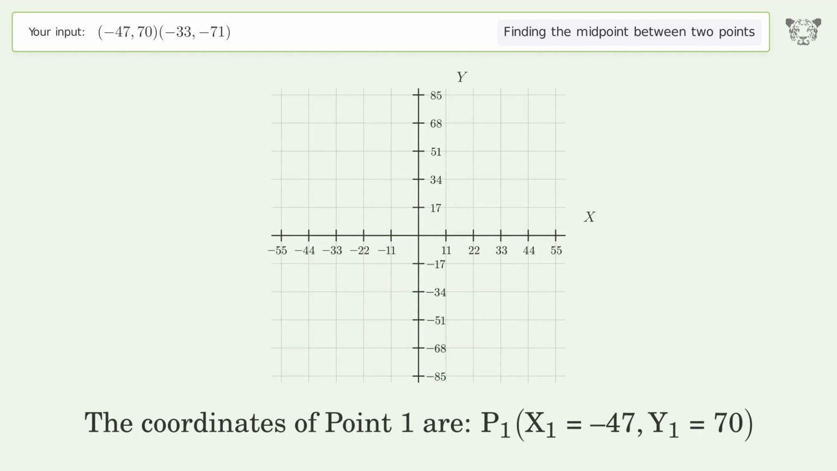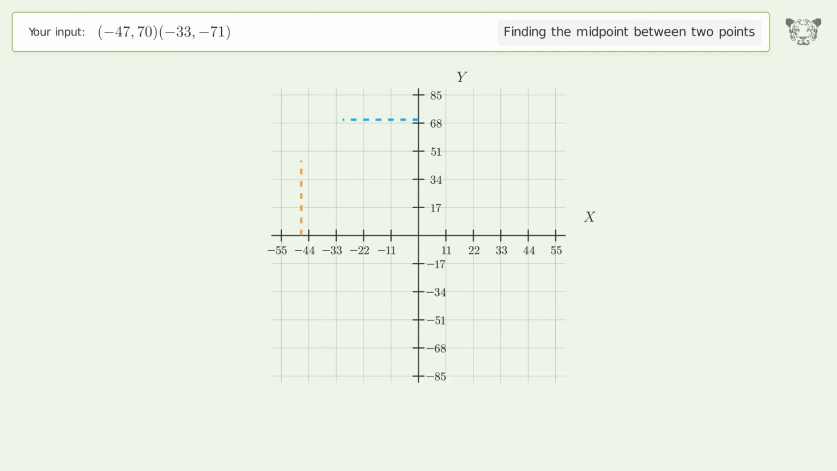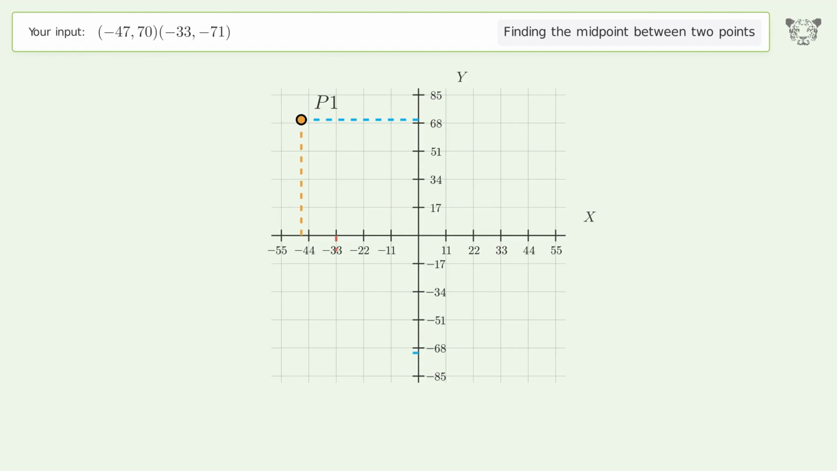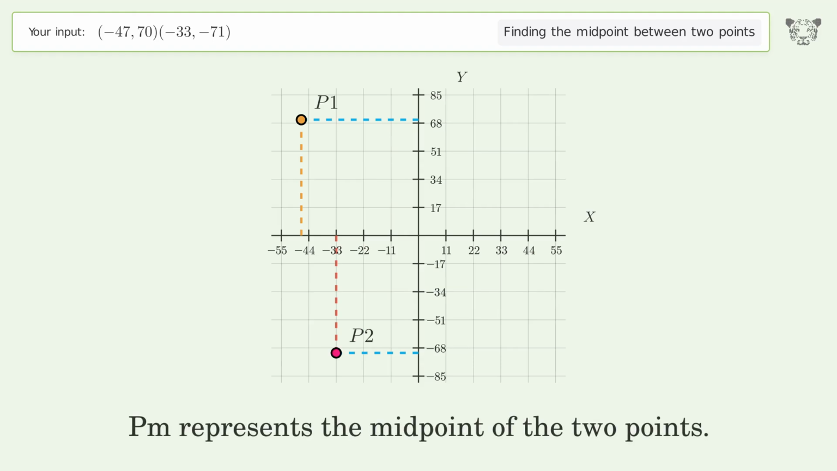The coordinates of point 1 are x1 equals -47, y1 equals 70. The coordinates of point 2 are x2 equals -33, y2 equals -71. PM represents the midpoint of the 2 points.